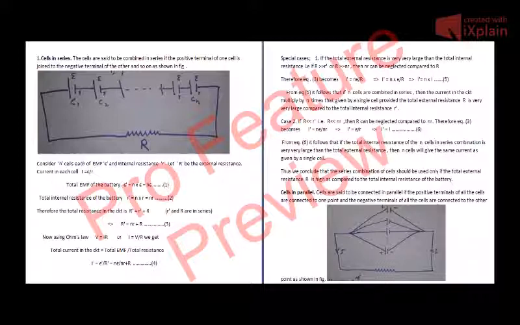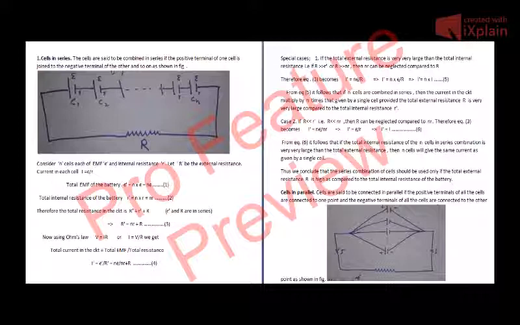So from equation 6, it follows that if the total internal resistance of the n cells in series combination is very large compared to the total external resistance, then n cells will give the same current as given by a single cell. Now let us discuss the cells in parallel.